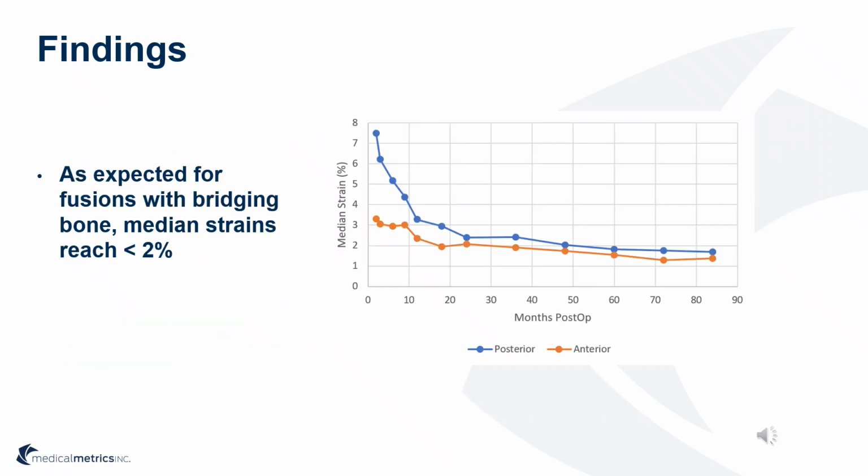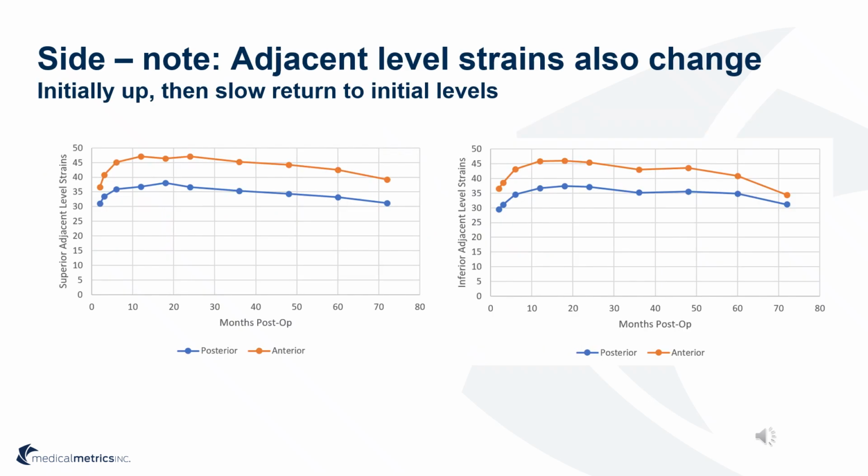Note that median strains go below 2% with long-term fusions, consistent with failure strain data for trabecular bone. As a side note, relevant to the issue of the effects of ACDF on adjacent levels, anterior and posterior strains at the adjacent levels initially go up after ACDF but then gradually return to initial levels.